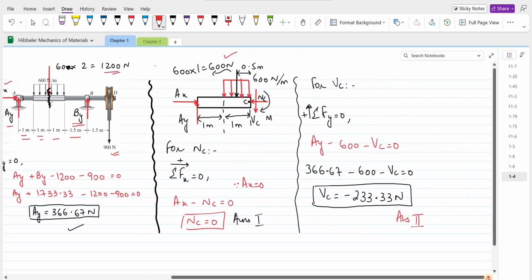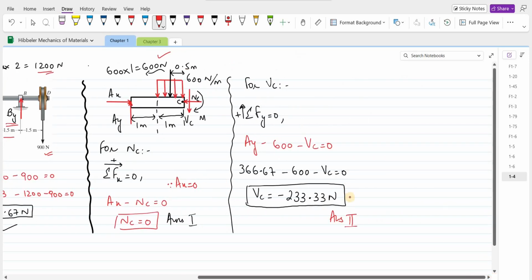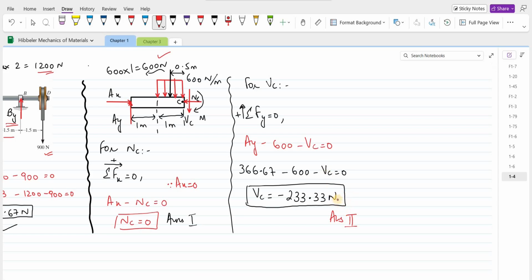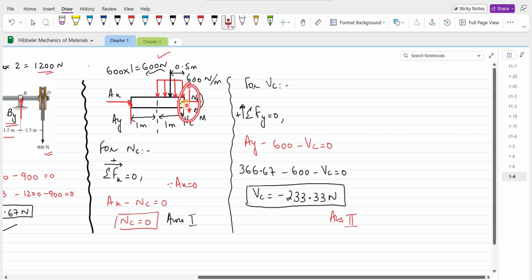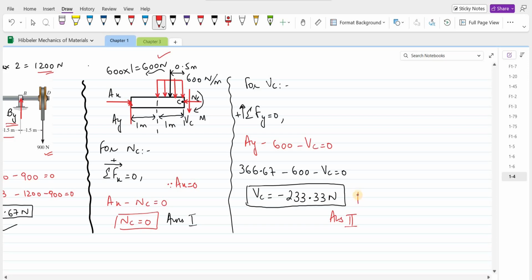Now you can see that we are getting a negative answer. So the negative answer means that the direction we had assumed earlier for VC force, which we had assumed as downward, is incorrect. The actual direction of the VC force is upwards. So upwards is the correct direction for the VC force or shear force.